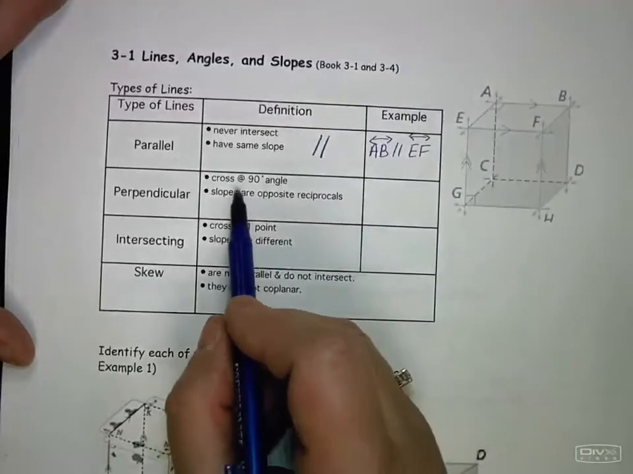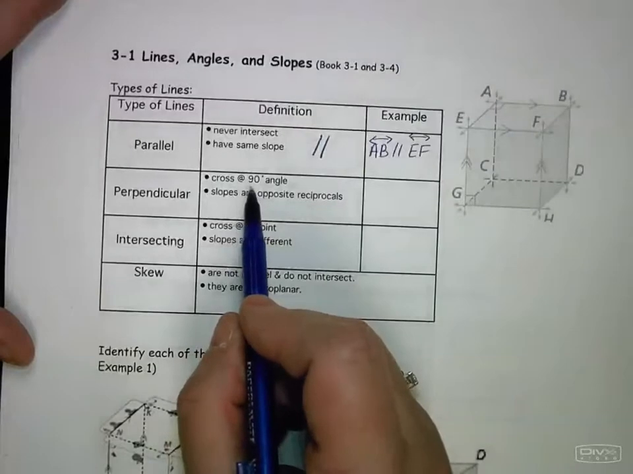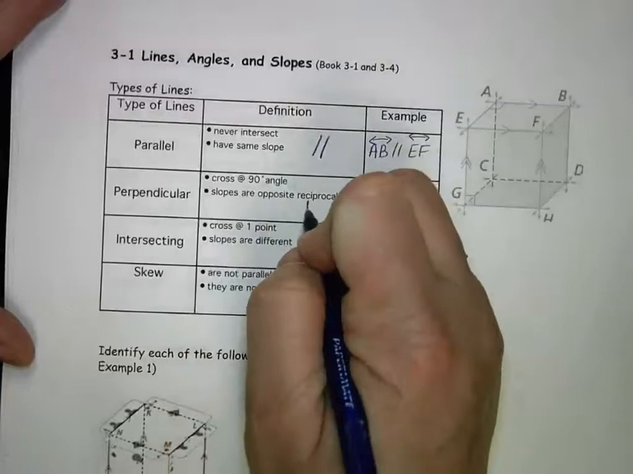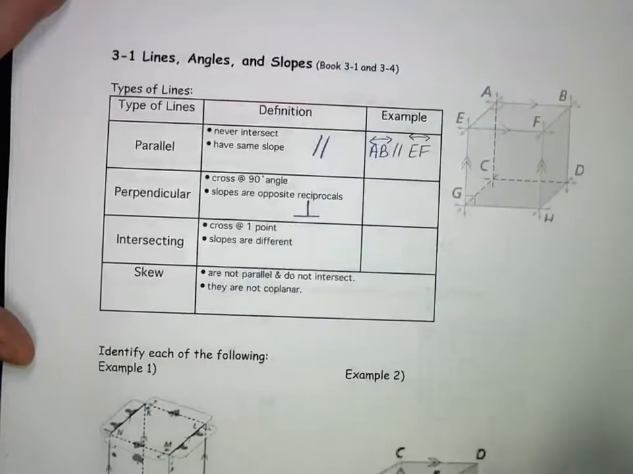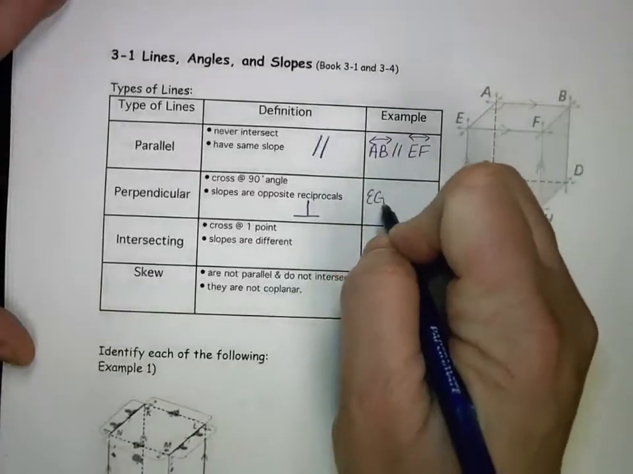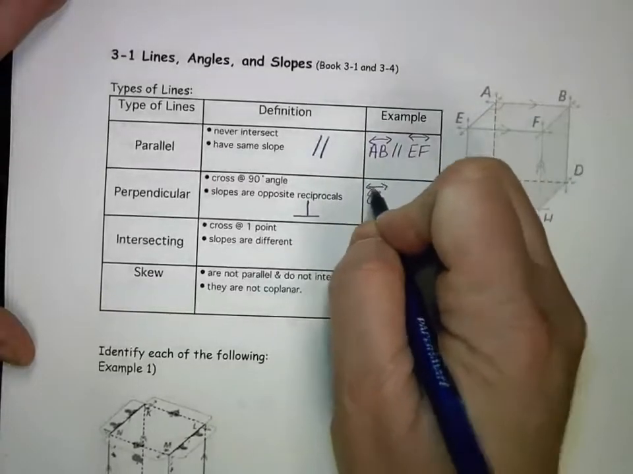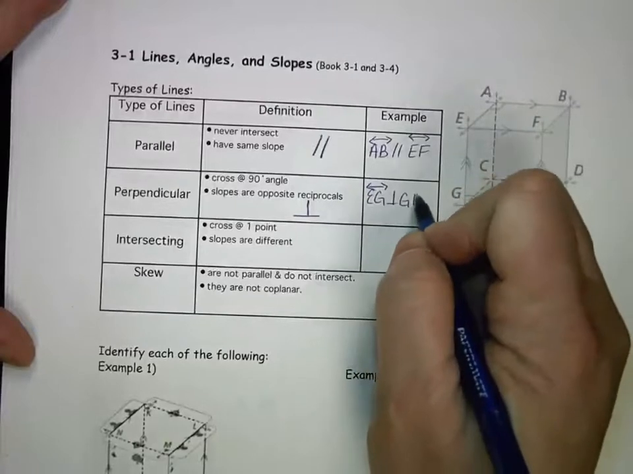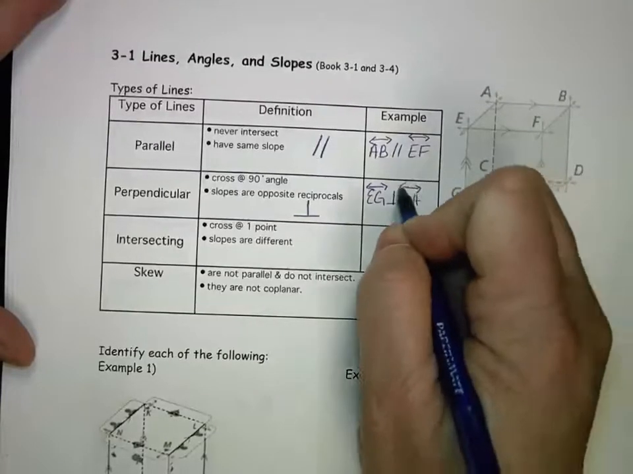Perpendicular lines meet at a 90-degree angle or a right angle, and their slopes are opposite reciprocals. This upside down T is the symbol for perpendicular. And I am going to say EG is perpendicular to GH.